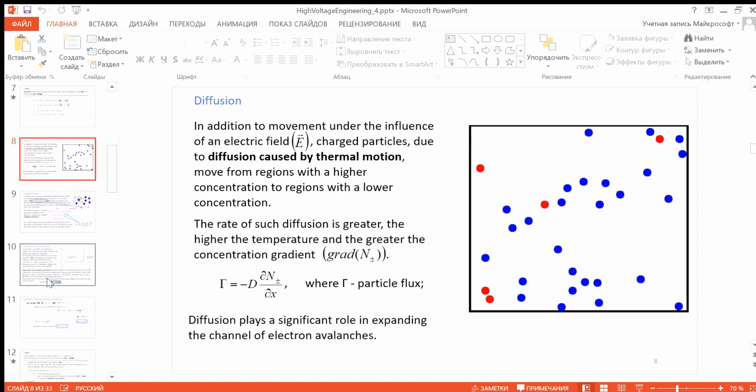Now let's consider diffusion of the charge carriers in plasma. In addition to movement under the influence of electric field E, charged particles, due to diffusion caused by thermal motion, move from regions with a higher concentration to regions with lower concentration. The rate of such diffusion is greater the higher the temperature and the greater the concentration gradient.